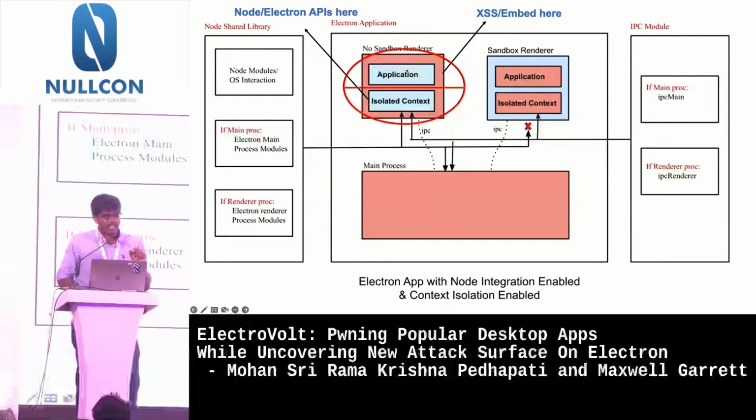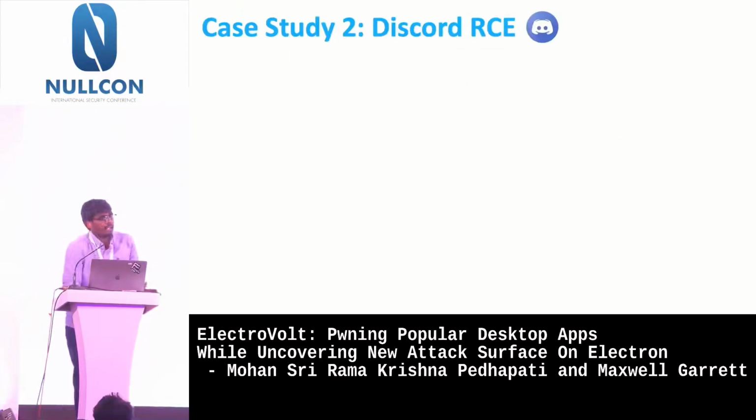But the catch here is it runs in a non-sandbox renderer, which means we can use a memory corruption bug to run a V8 exploit and get remote code execution. So let's see case study 2, which uses Discord. Discord is using the same web preferences where node integration is disabled, context isolation is enabled, but the sandbox is disabled on the main window, which means we just need to find a way to embed our JavaScript and run the V8 exploit there and pop the calculator.